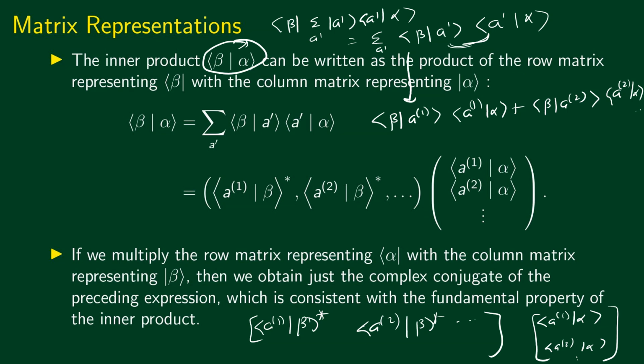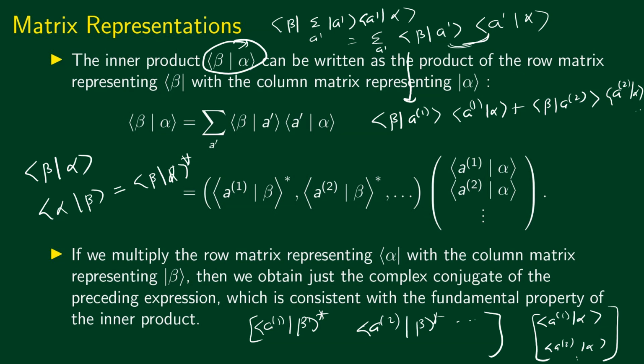Now, if we multiply the row matrix representing bra alpha with the column matrix representing ket beta, we could also find bra alpha ket beta. Here we have found bra beta ket alpha. We can see that bra alpha ket beta is equal to bra beta ket alpha star. This is the fundamental rule for multiplication. I leave it as an exercise for you to check that this property is indeed satisfied.